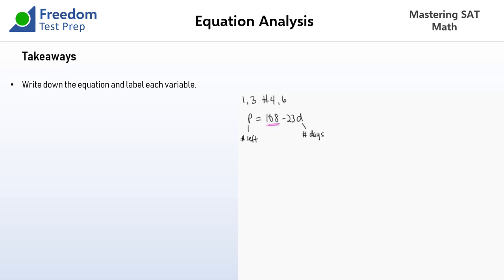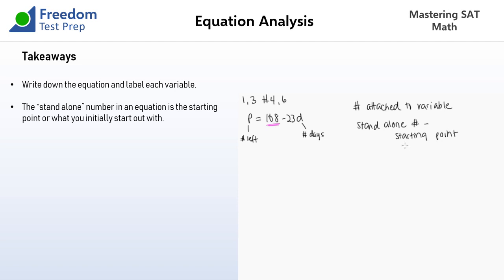Now here's the thing. We always have two elements of an equation in these equation analysis questions. We have the number that is attached to a variable, and then we have the standalone number. And they serve, obviously, different functions. So the standalone number is what we're interested in in this equation. The 108 isn't attached to anything. So that means it is usually a starting point. It could mean a few things depending on the context of the question.